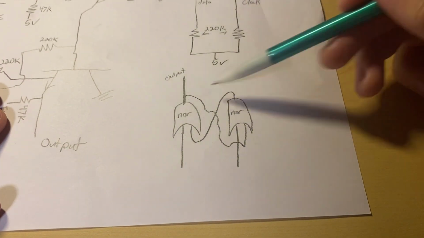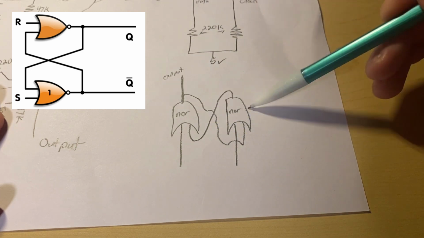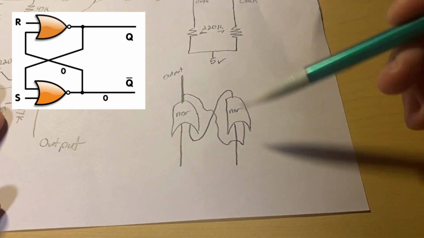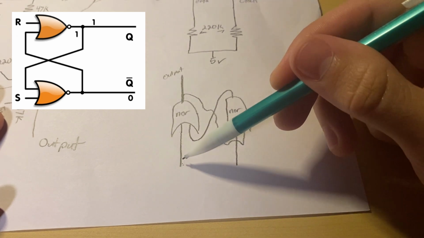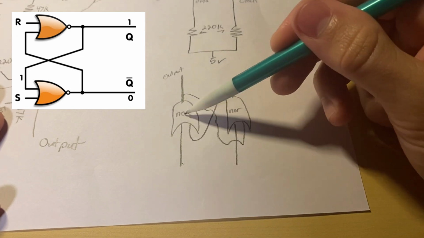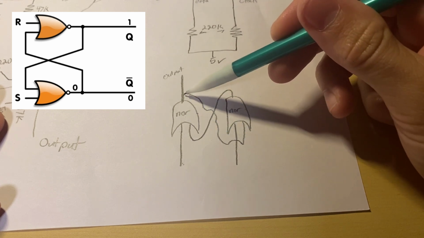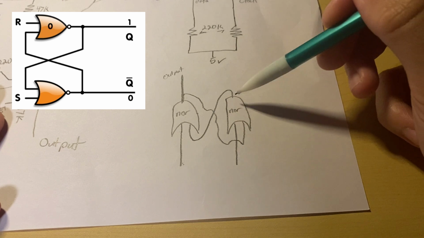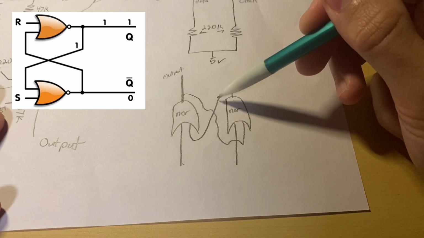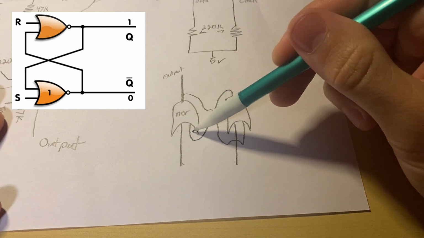So this is how it works basically with logic gates. These are the two NOR gates, and this is the output. If this one becomes high, correct? If this one's on, it's going to turn this NOR gate on, which then turns the output off. If this output is off, this NOR gate's going to be on, which is going to come here. So both of these are on right now.